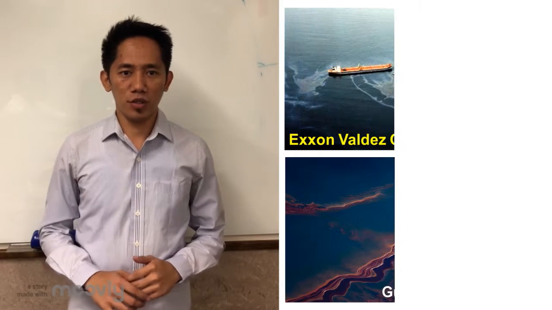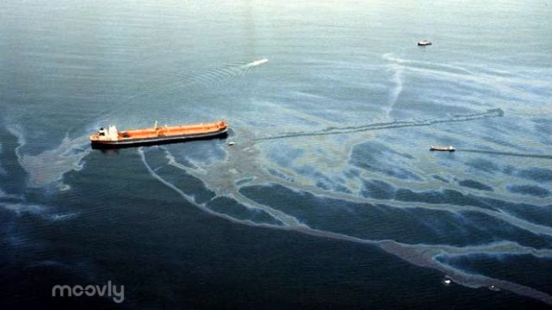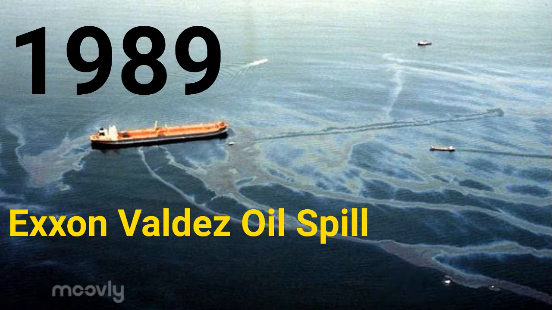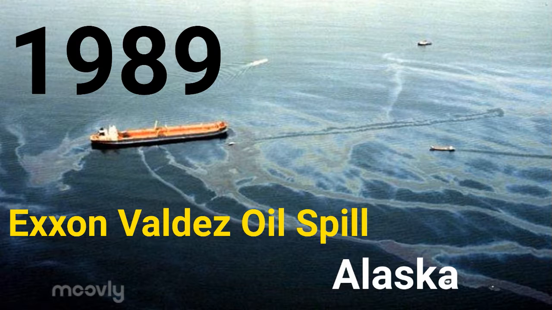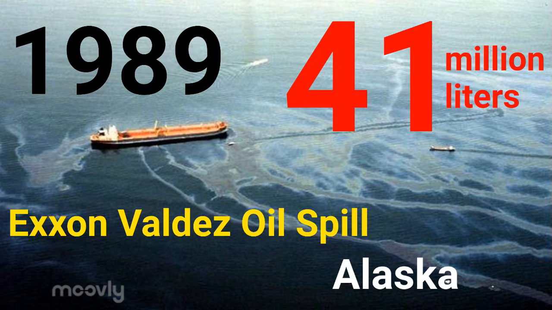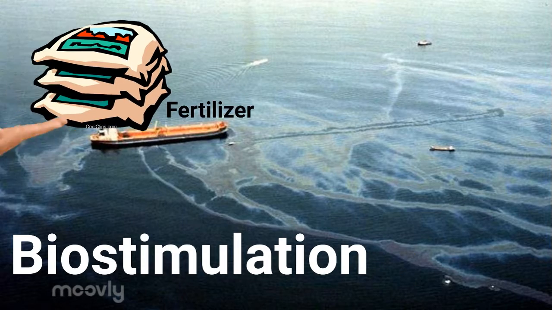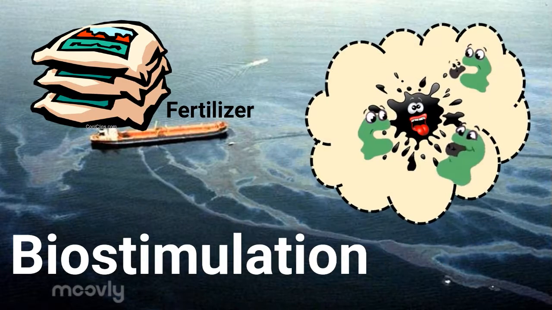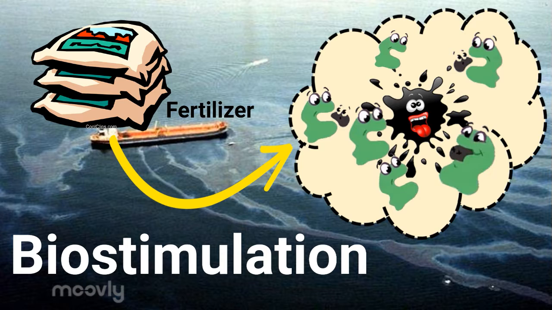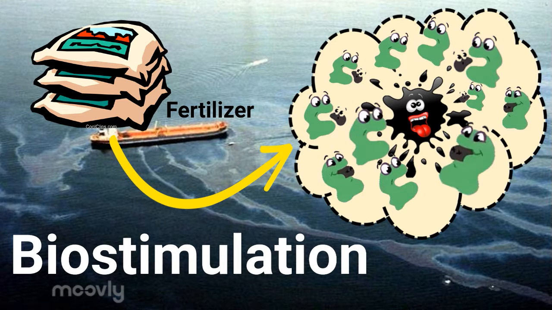Let me talk about the two cases of oil spill. First, the 1989 Exxon Valdez oil spill in Alaska. Approximately 41 million liters of crude oil contaminated the shorelines. The biostimulation method was used by adding fertilizers in the contaminated area to stimulate the growth of the oil-eating microbes and increase the rates of biodegradation.